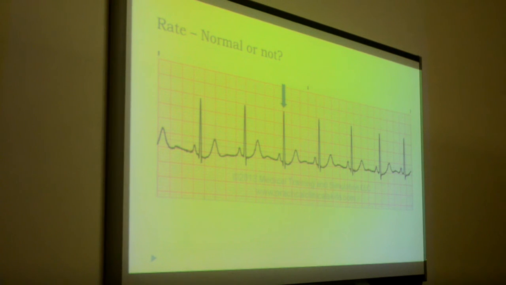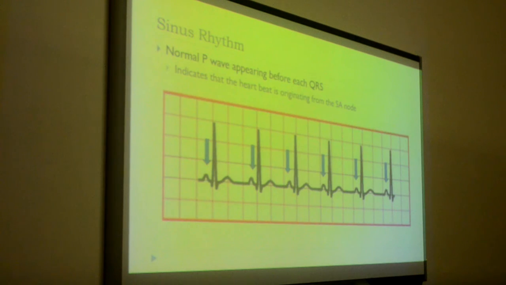Okay, we said the first thing, patient data. Second thing, three R's. The first R is rhythm. Second R, rate. Third R, sinus. Why do we call it sinus? Because normally the SA node, the sinoatrial node, is the one that starts the impulse. You should have a normal P wave appearing before each QRS. This indicates that the heartbeat is originating from the SA node.